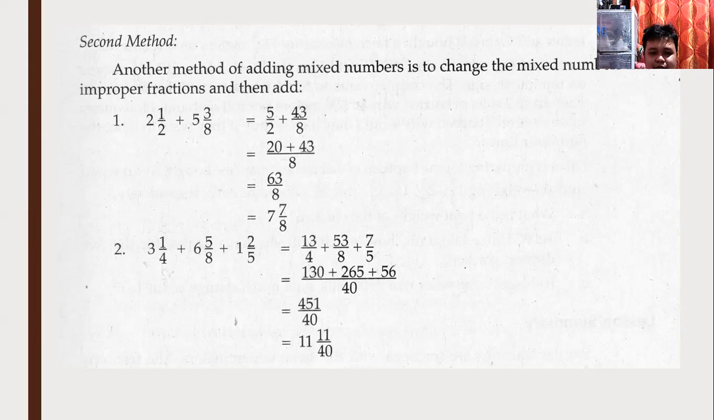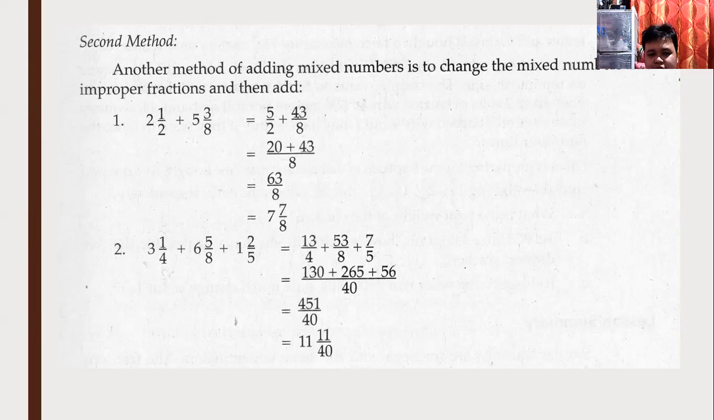So, 8 plus 2 is 16. 8 times 2 is 16 plus 5. So actually, it is 21 if I'm not mistaken.